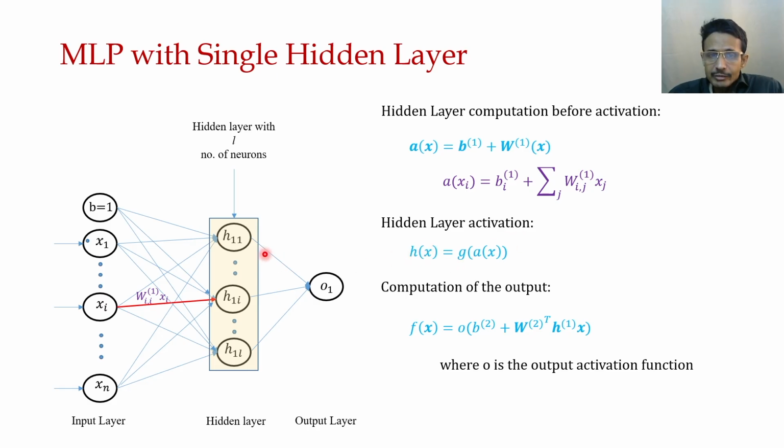Now this h(x) is fed to the output, since it is an MLP with a single hidden layer, only one layer is there, so it is fed directly to the output. In the output there is also a weight and bias. Since it is the second layer, this is W2 times this h, and then this bias term. All neurons of this hidden layer are weighted by this W2.